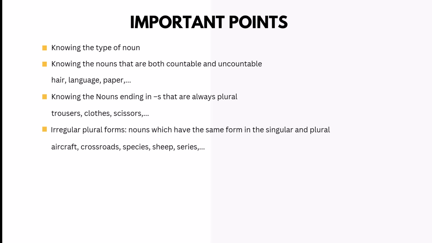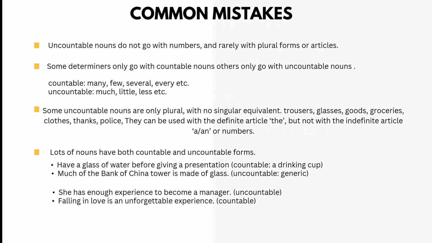Here we have some words that have the same form when they are singular and plural: aircraft, crossroads, species, sheep, series. Okay. Next page we have common mistakes. Alright, so let's go for them.